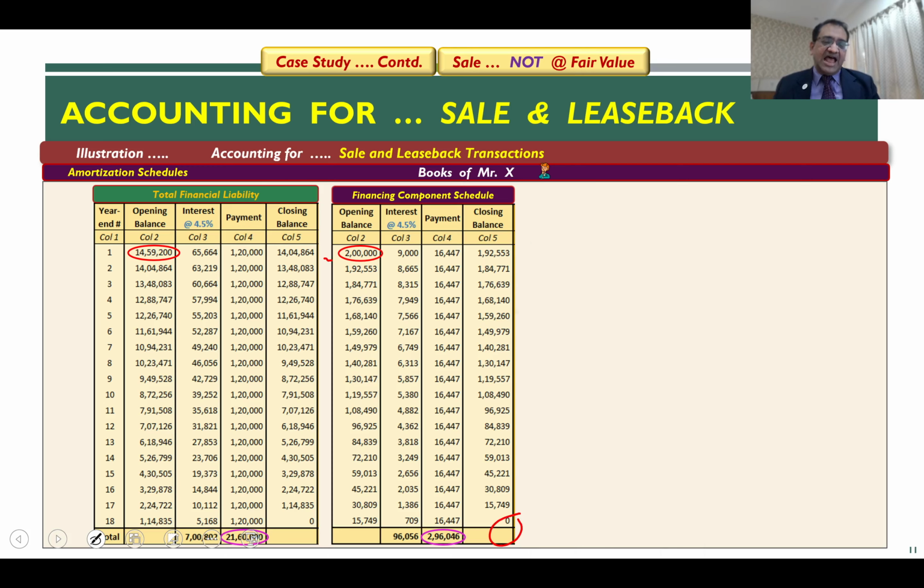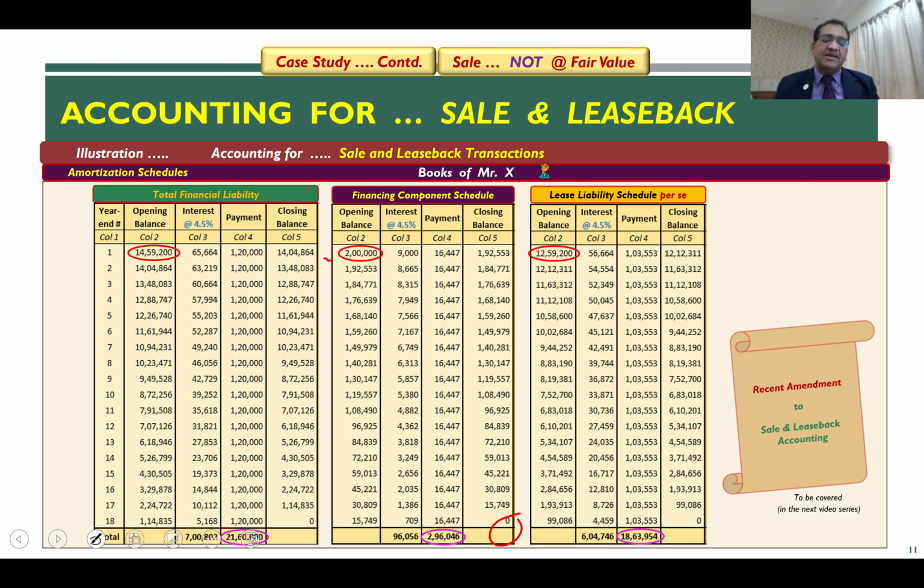And then the last bit is your net lease liability schedule. If you total minus 2 lakh, it is 1,259, and the same principle applies, just that here the payment amount will be 1,03,553, which we computed in the last slide. So effectively 1,03,553 plus 16,447 collectively becomes 1,20,000.